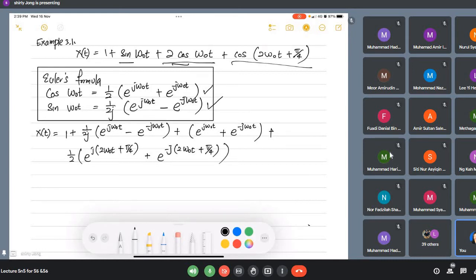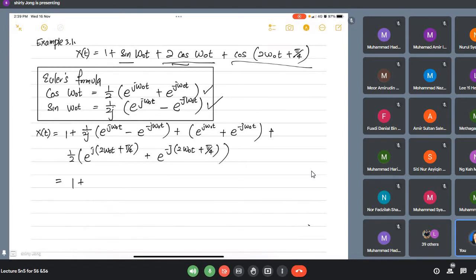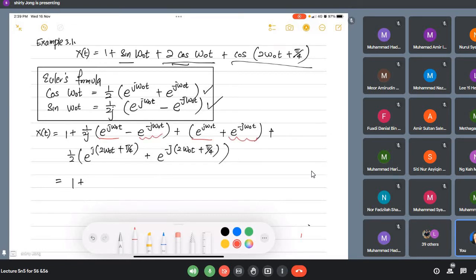Alright. Is it okay? Then after that, this is equivalent to 1 plus, you just collect all the exponent j omega naught t. If you look at here, you have exponent j omega naught t, and this one also has j omega naught t. So you collect all this exponent j omega naught t. This one is minus, so this one also minus. You collect together.